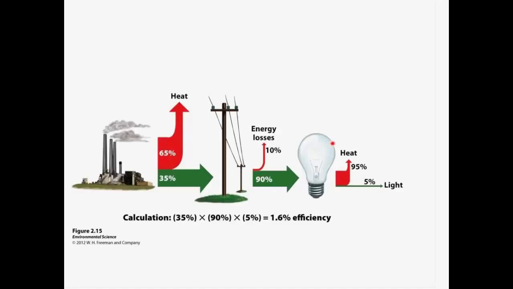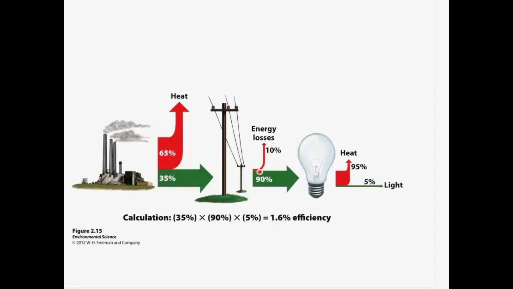And then, depending on your machine, in this case our machine is an incandescent light bulb, which is very inefficient. It's only about 5% efficient. A compact fluorescent might be 22% efficient, and an LED light bulb might be 25 or 30% efficient. So you would then multiply those different efficiencies to get the overall system efficiency. So in this case, it would be 0.35 times 0.9 times 0.05, which gives you a 1.6% efficiency.